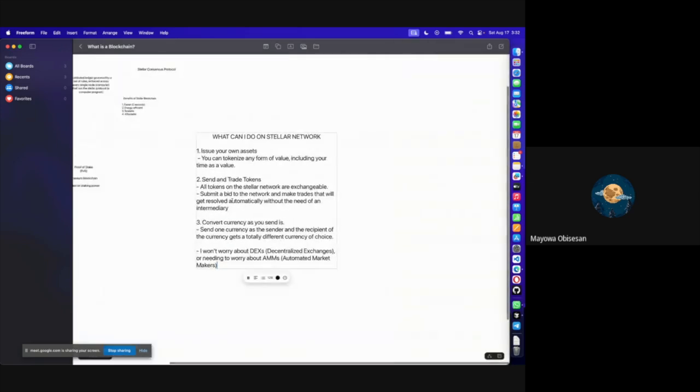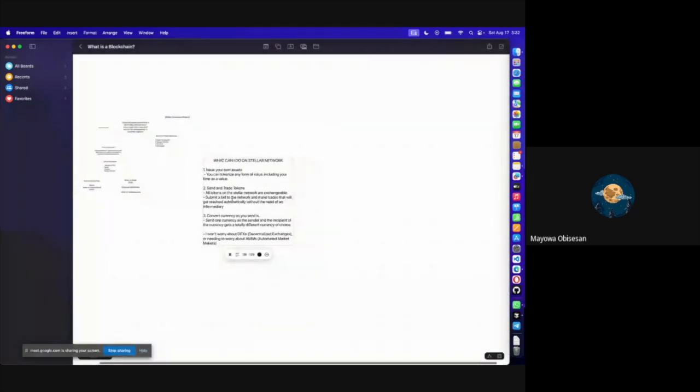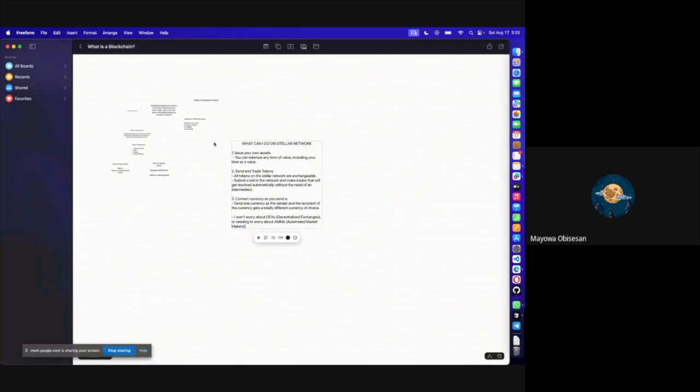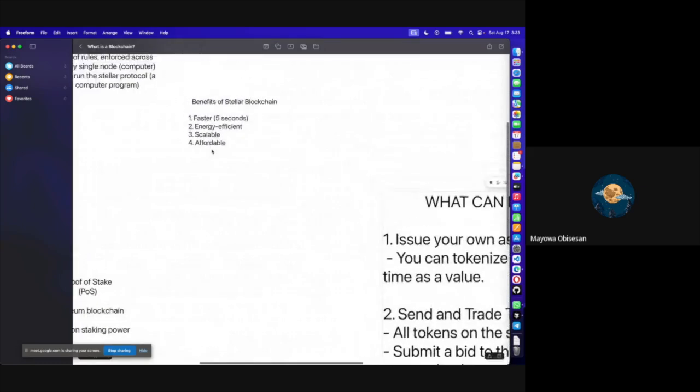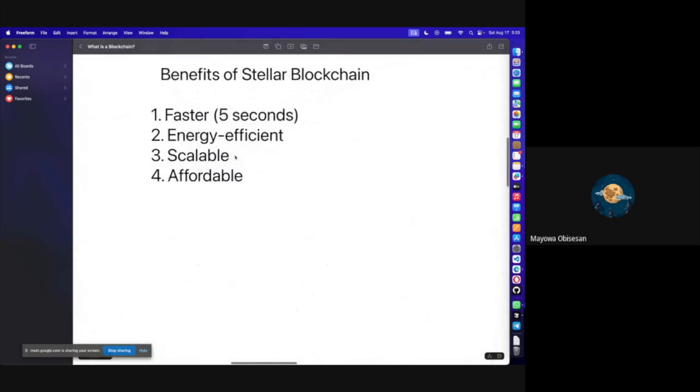So those are some of the things you can do on the Stellar network, and those are like the interesting things. But before I conclude with this first chapter of this series, let's look at the benefit of the Stellar blockchain, right?